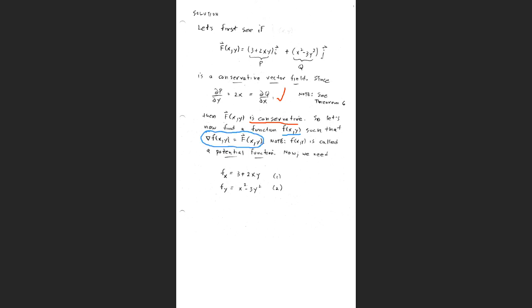this means that the partial derivative of f with respect to x would have to equal 3 plus 2xy, right? That's the P there. And the partial derivative of f with respect to y would have to equal the Q component of the vector field. So I have two pieces of information, and based on those two pieces of information, I can find the function f.